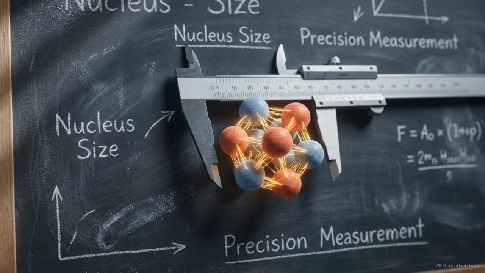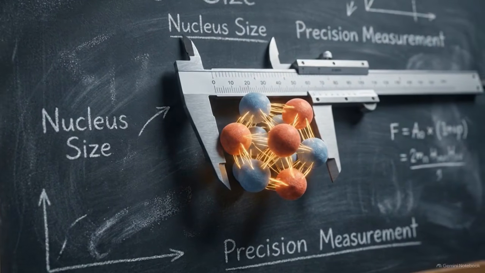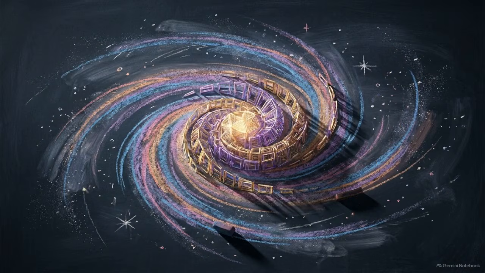Finally, we subtract the actual measured mass of the assembled nucleus, represented by capital M. The result is a positive number. This missing mass is not a rounding error or a glitch in our equipment. It is the core physical currency of atomic stability and the ultimate fuel source driving the universe.